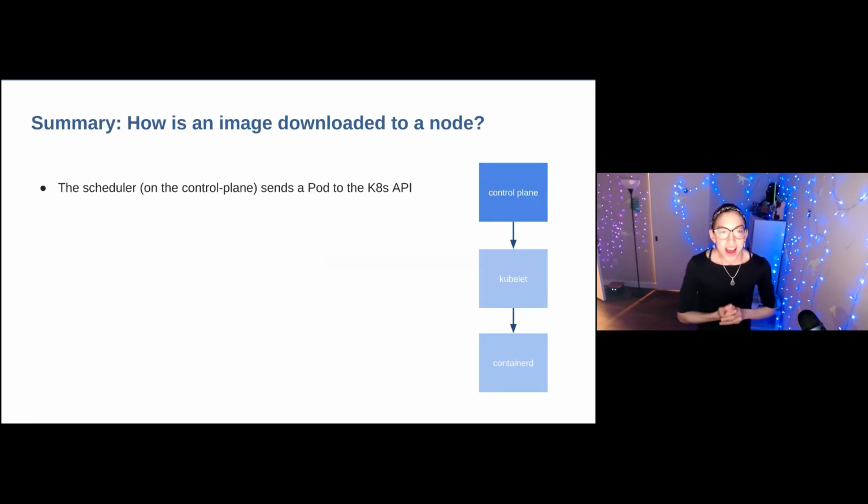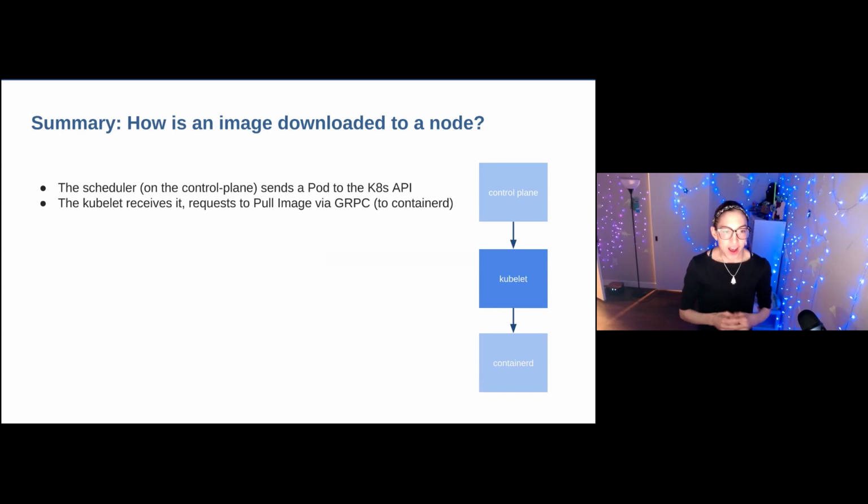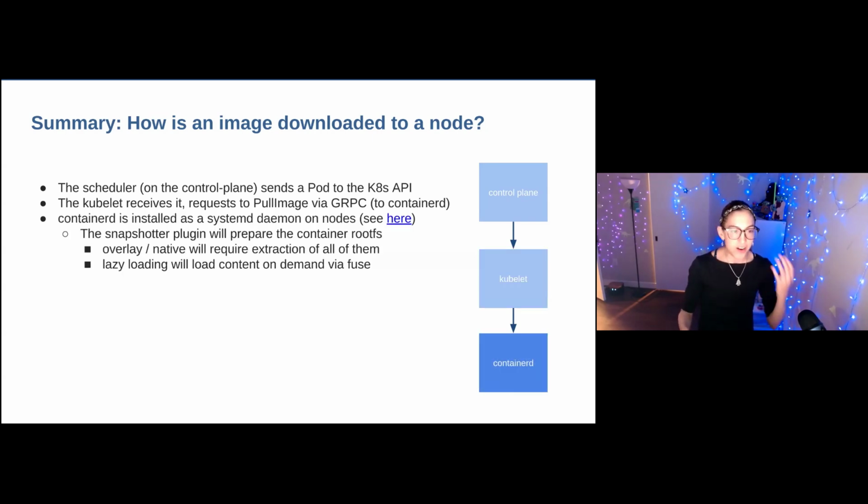So, summary: how is an image downloaded to a node? We start with a scheduler on the control plane. This sends a pod to the Kubernetes API. The kubelet receives it. It requests to pull an image via gRPC to containerd.